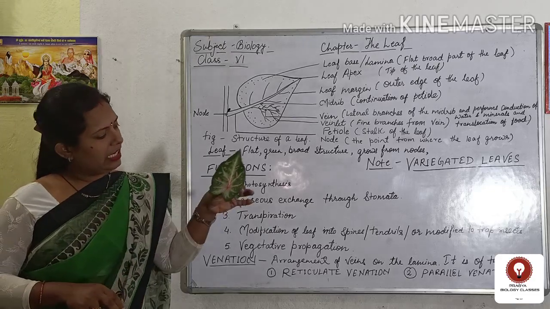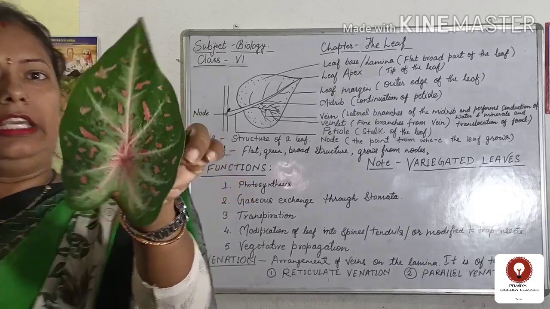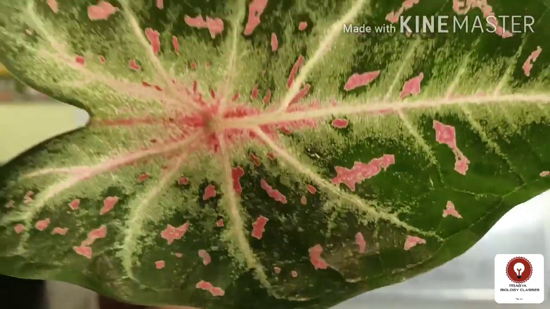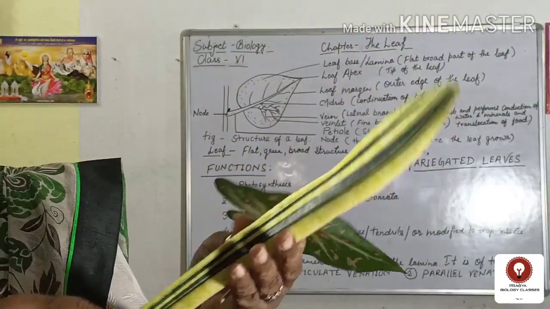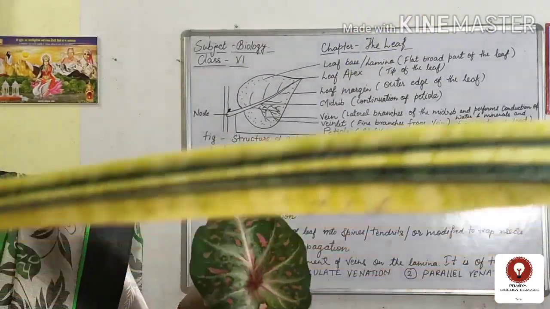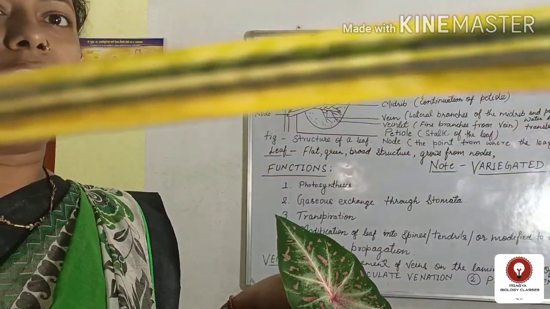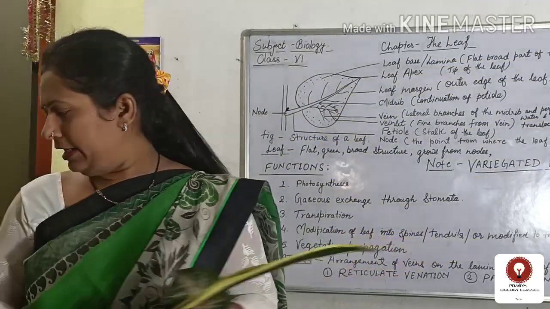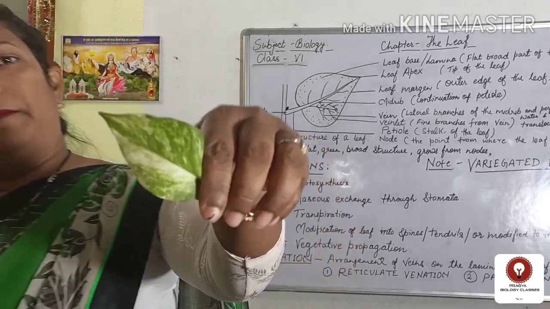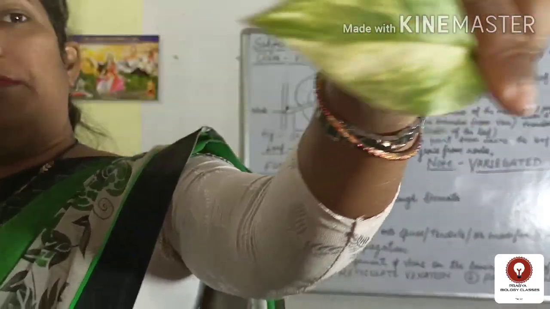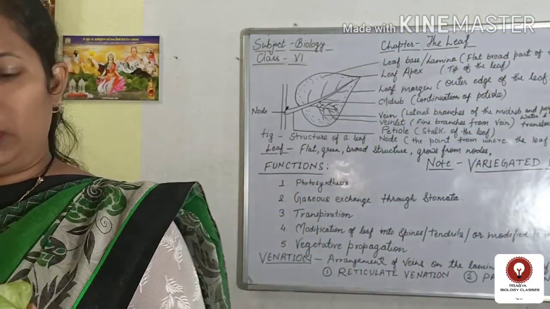I have collected this type of leaf. It is clearly visible, I think, where patches of different colors are present on the leaves. This is also another example where patches of different colors are present on the leaves, and this type of leaves are known as variegated leaves. Money plant leaves are also an example of variegated leaves, because here pale yellow or creamish color patches are present on the leaves.